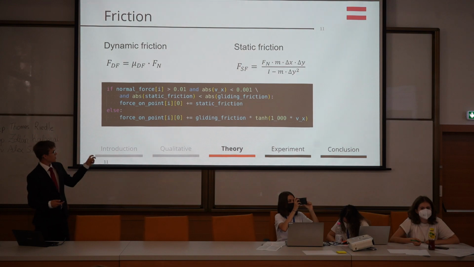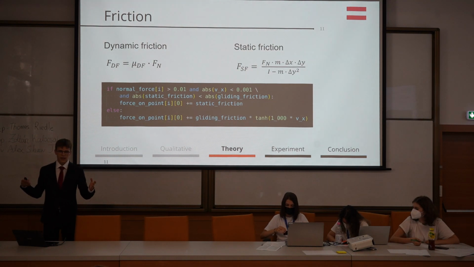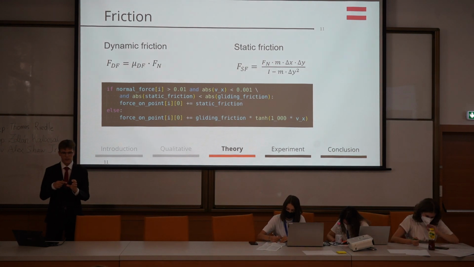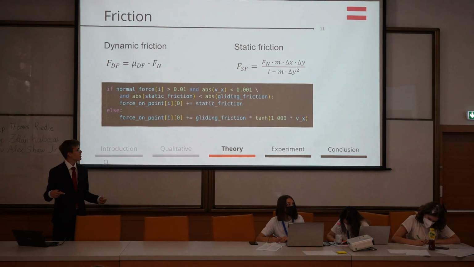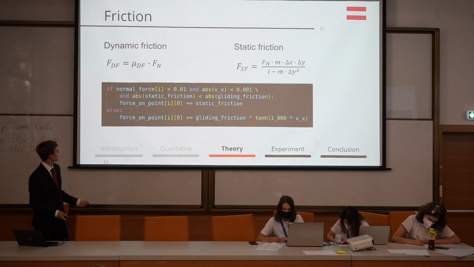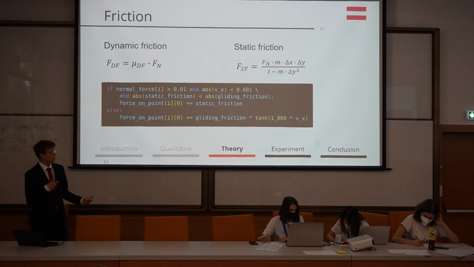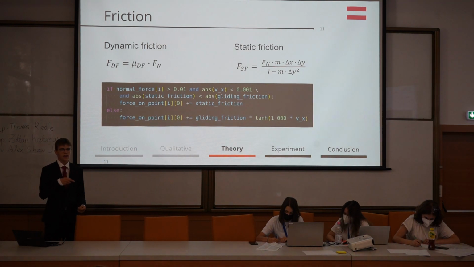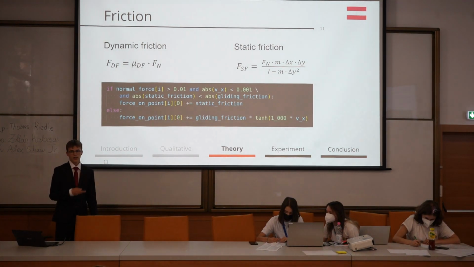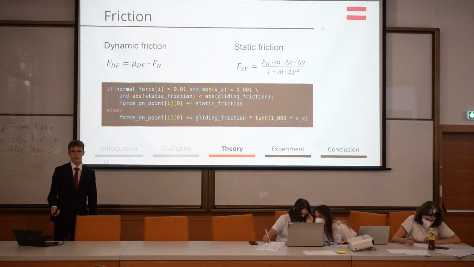So if the normal force on this point is greater than 0.01, and the absolute value of the velocity of this specific point in the x direction is smaller than 0.001, and the static friction is smaller than the gliding friction, then static friction should be applied, and otherwise gliding friction should be applied. So that's how our 2D simulation worked.